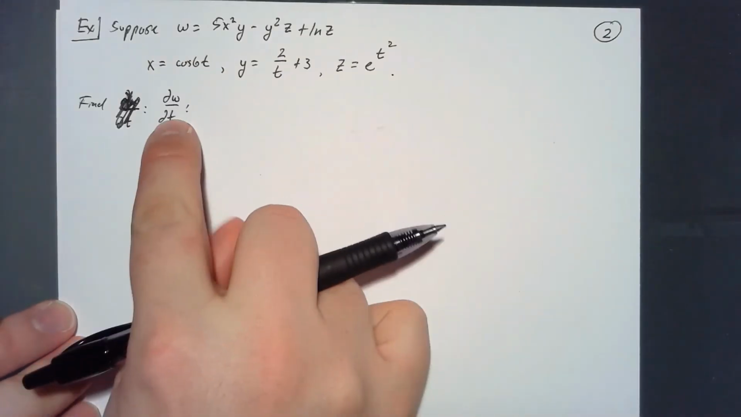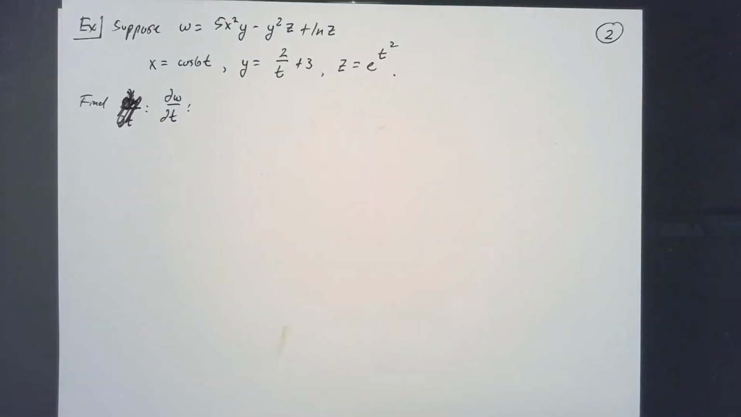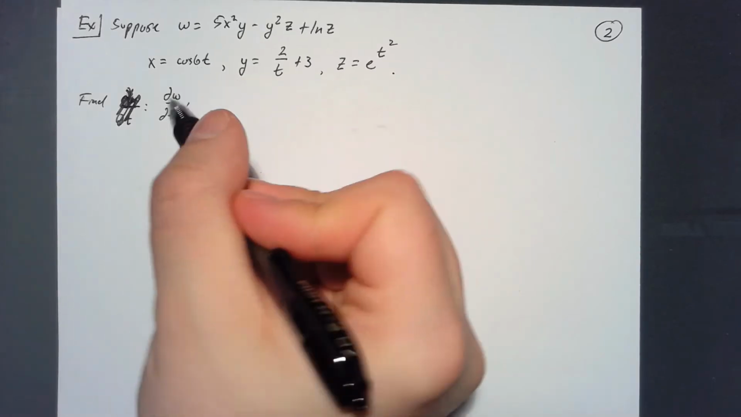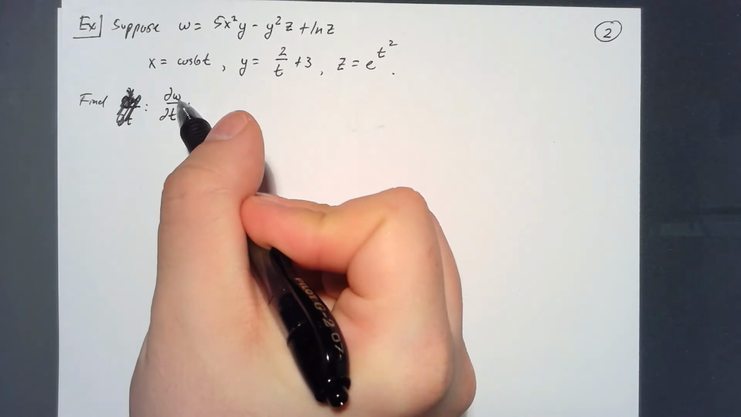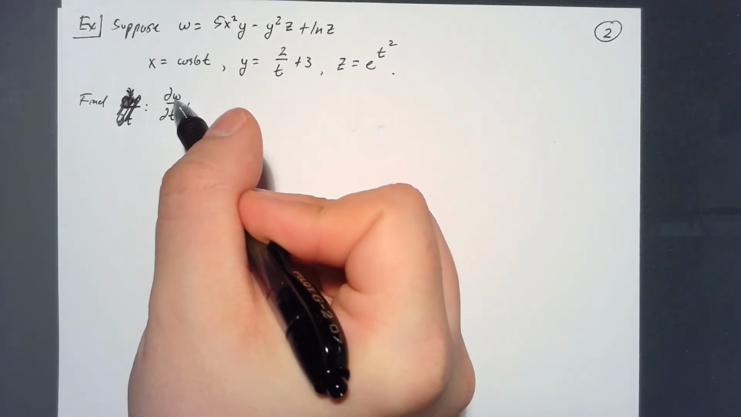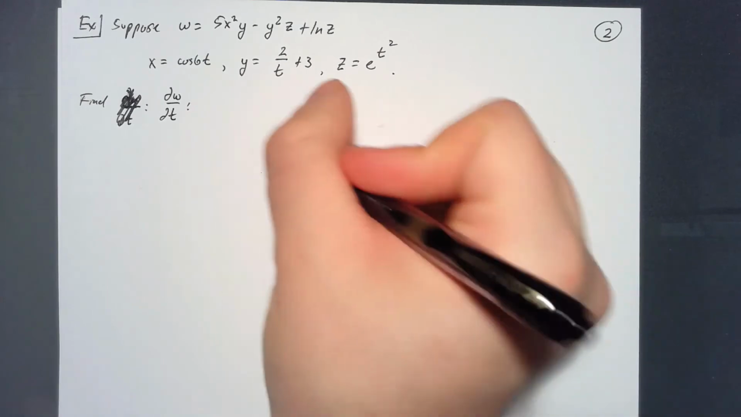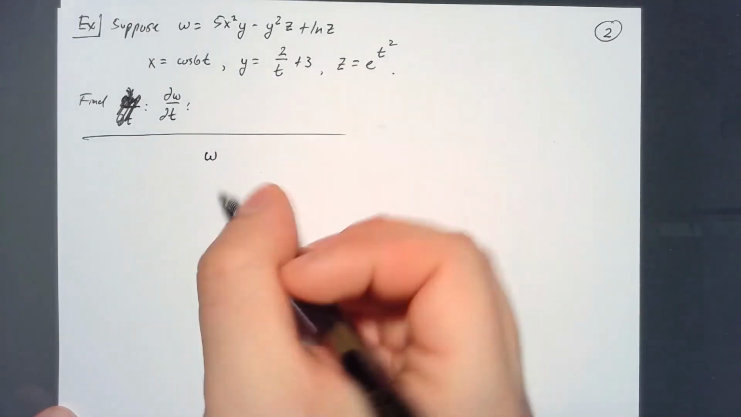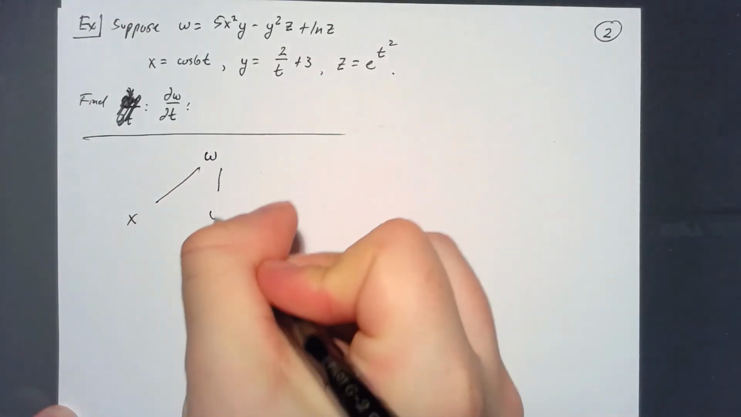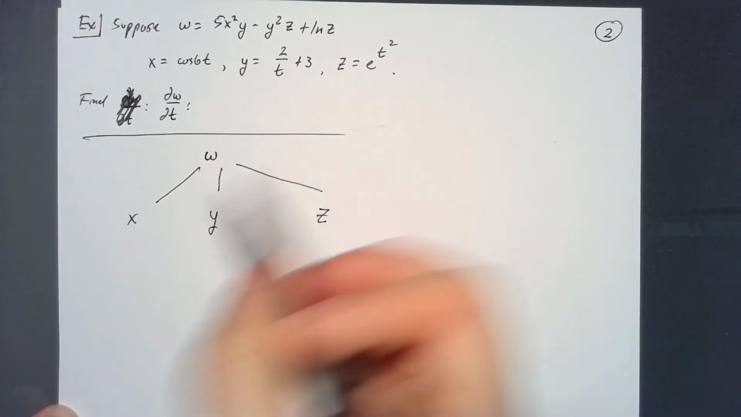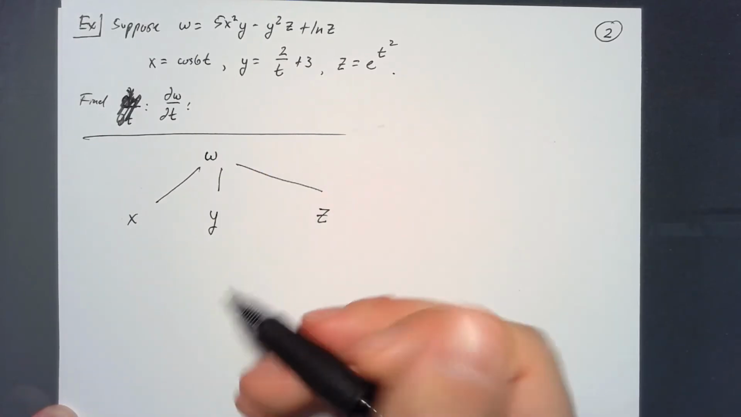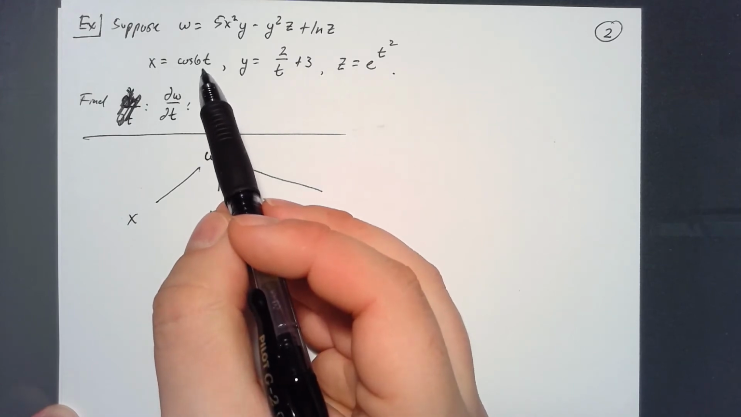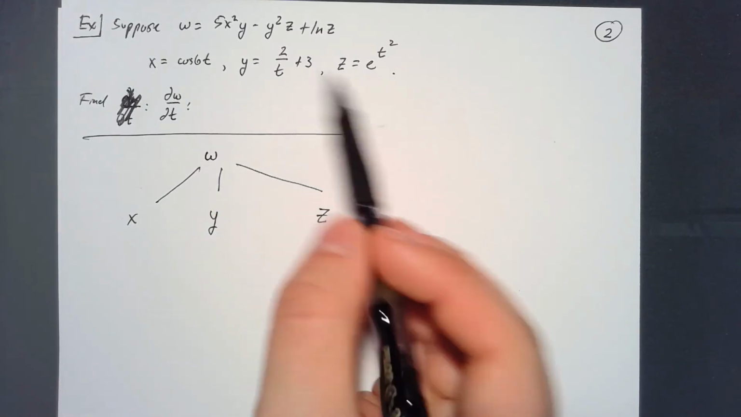So if I want to find a particular partial, I have to draw the dependency diagram. The dependent variable is the function that you're differentiating. So w is my dependent variable, so I'm starting with w. What's w in terms of? x, y, and z. What are x, y, and z in terms of, if any? Well, x is in terms of t, y is in terms of t, and z is in terms of t.